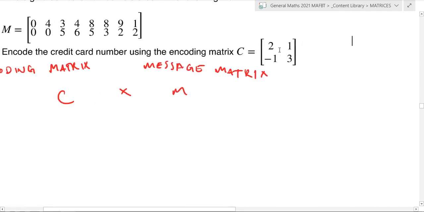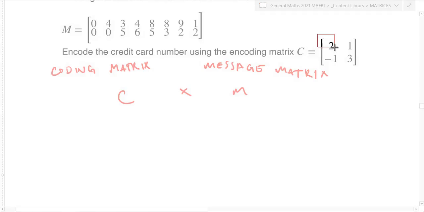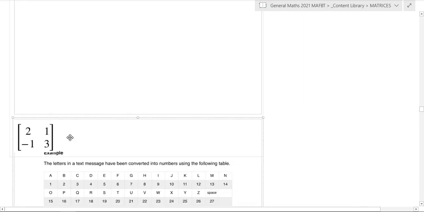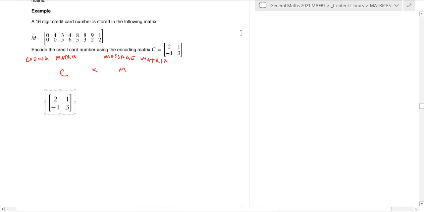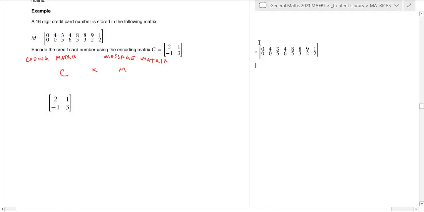All right, so in this case, C times M, it's going to be this matrix, C. Matrix C. So I don't have to rewrite it. There's a lot of writing. There it is. Matrix C, times by matrix M, which is this matrix. Okay, so C times M.